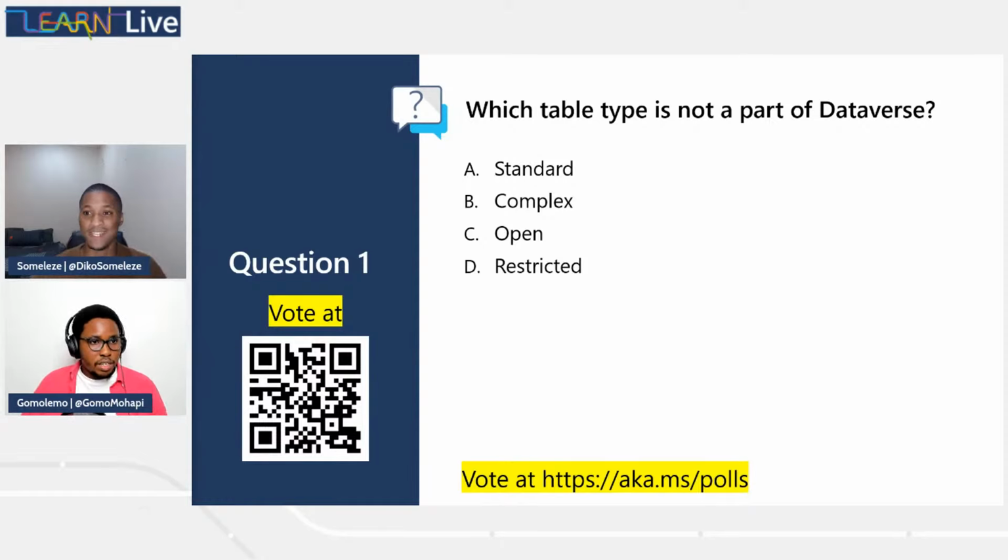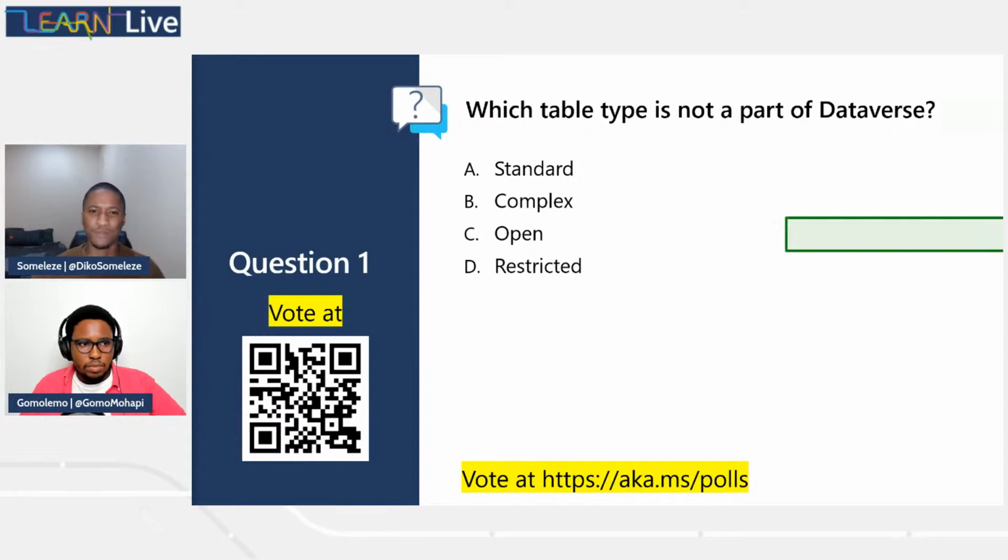So, obviously, I'm dying to actually know the answer to this. Again, I just want to reiterate, even in the chat, you can answer this question using the poll. Which table type is not a part of Dataverse? Normally, whenever I see questions like this, I need to read and understand it properly, because sometimes the words get twisted and you think that answer is correct, and sometimes it's not. I've had those situations before. Sure, yeah, definitely.